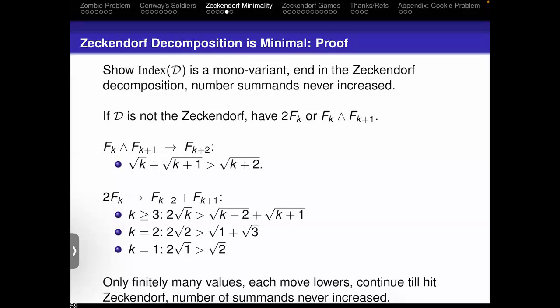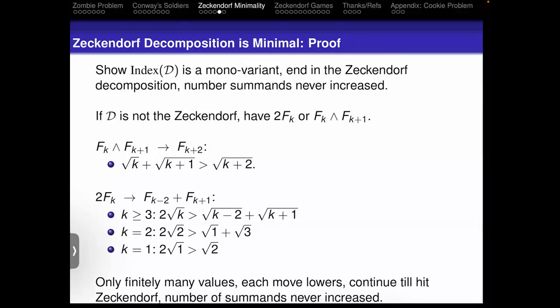What's the only time I can't do anything further? I don't have anything doubled, I don't have anything next to each other. This process has to terminate in the Zeckendorf decomposition. And because as I move, I've never increased the number of summands, the first move decreases the number of summands by 1, the second move keeps the number of summands the same. Nothing has fewer summands than the Zeckendorf. So this is a really nice proof that you can't have fewer summands than the Zeckendorf. In some sense, it's a really efficient way of doing things. It's a really nice application of monovariants.